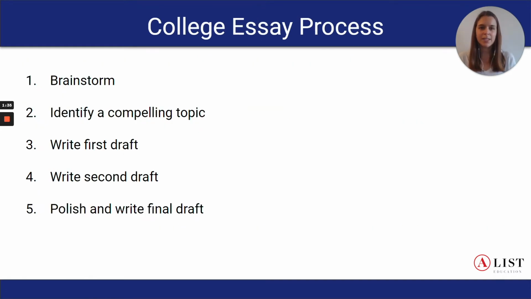When beginning the college essay process, students should always start with brainstorming. They should spend at least 2 hours in this process to make sure that they've thought through everything that could possibly be included in their college application. Once they've done a thorough brainstorm, they should identify a compelling topic. We'll talk about what qualifies as a compelling topic in a minute. Then, after identifying their topic, they'll want to write their first draft, second draft, and then as many drafts as it takes to finally write that final draft that they'll submit to colleges.